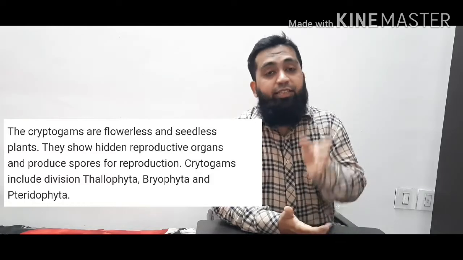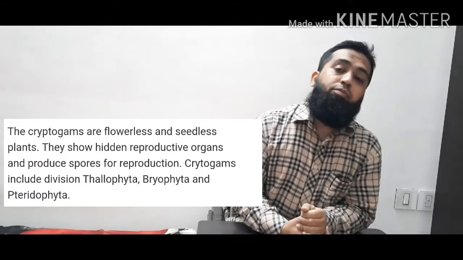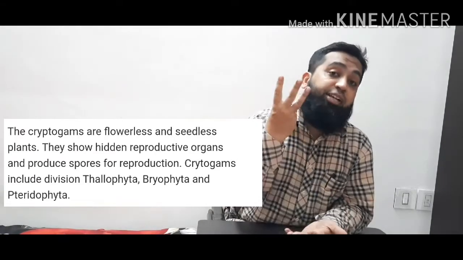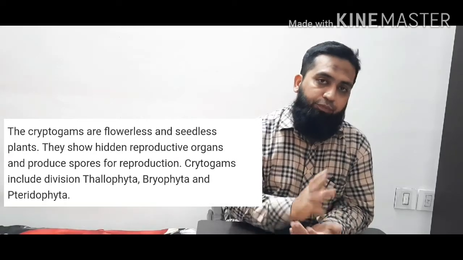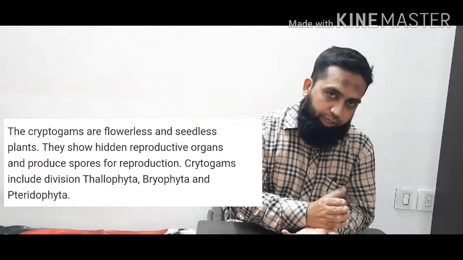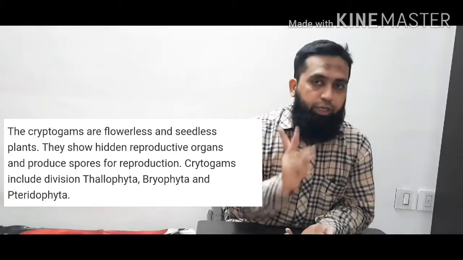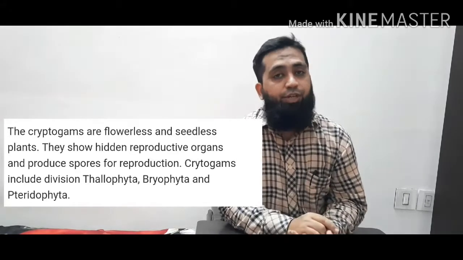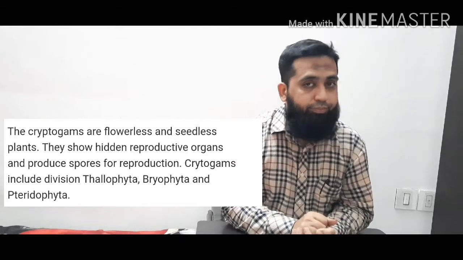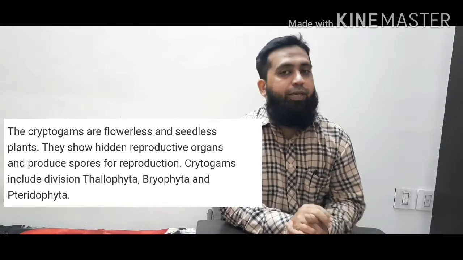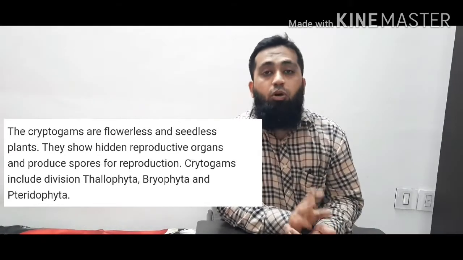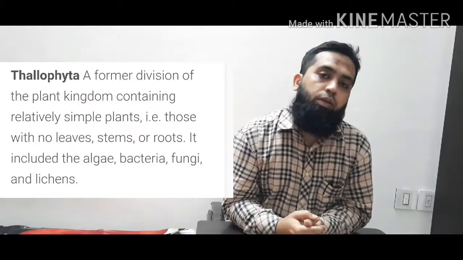Then this sub-kingdom Cryptogam was further divided into 3 divisions. What you have to remember: sub-kingdom Cryptogam is further divided into 3 divisions. Now what are they? First division, Thallophyta. Second division, Bryophyta, and third division is called Pteridophyta. So we'll understand one by one what is Thallophyta, what is Bryophyta, what is Pteridophyta. Let us talk about Thallophyta.